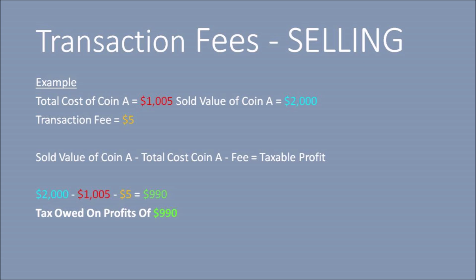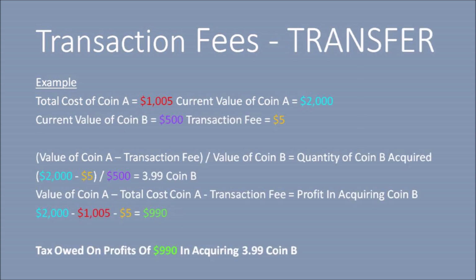Effectively then, the sold value of coin A minus the total cost of coin A minus the next transaction fee gives us our taxable profit. So in this example, we have $2,000, which is what we sold coin A for, minus the total cost of coin A from when we bought it, minus the transaction fee occurring due to this sale. That leaves us with $990, and therefore tax is owed on those profits of $990.